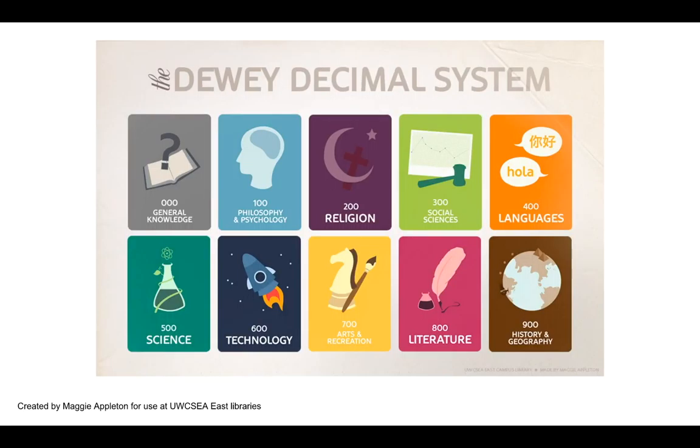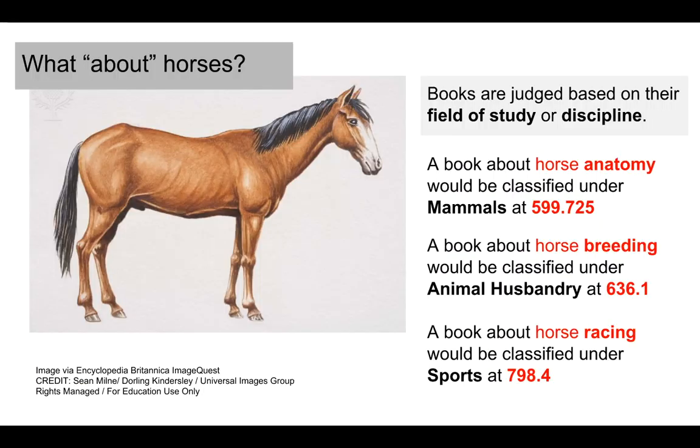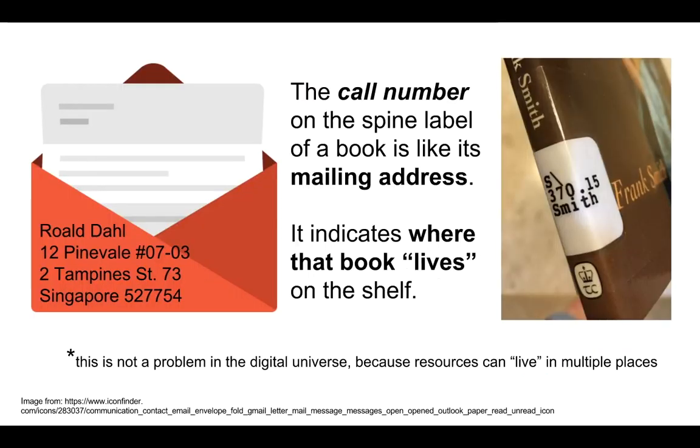This is the graphic in our library, should be very familiar to you, and these are the 10 basic categories. And each category can be broken down to 10 subcategories, and each subcategory can be broken down, and it goes on, down to a greater detail. So when you pick up a book and you say it's about horses, you do have to ask yourself, what about horses is this book? Is it horse anatomy? Well, that's science. Is it horse breeding? Well, that's considered technology. Horse racing? Sports. And the number on the spine label is like its mailing address. It shows you where that book lives on the shelf.